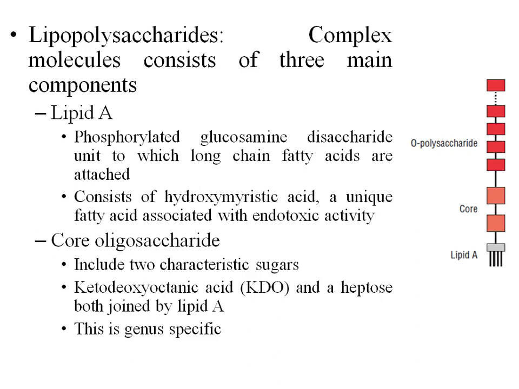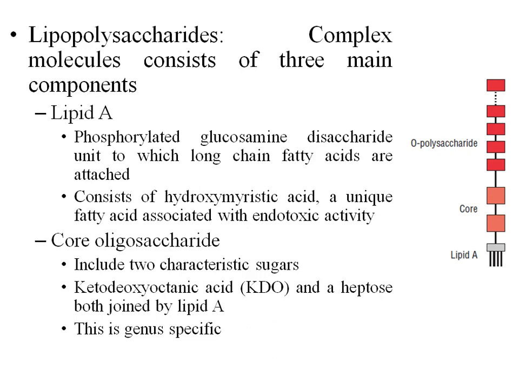The lipopolysaccharides are complex molecules which consist of three main components. One is lipid A. Lipid A is a phosphorylated glucosamine disaccharide along with chains of fatty acids attached to the glucosamine. It consists of hydroxy myristic acid, which is a unique fatty acid, and this lipid A is associated with the endotoxic activity.